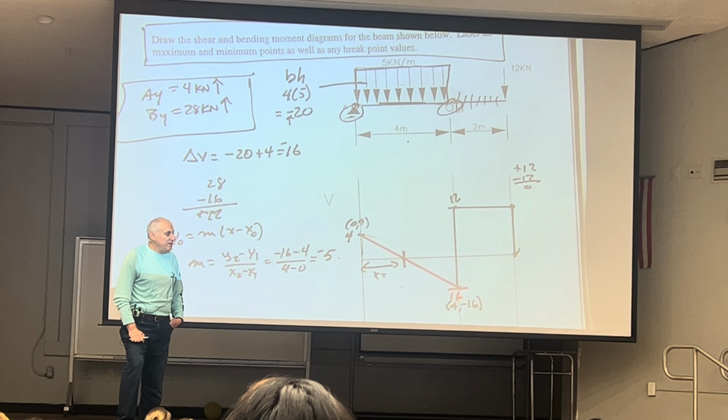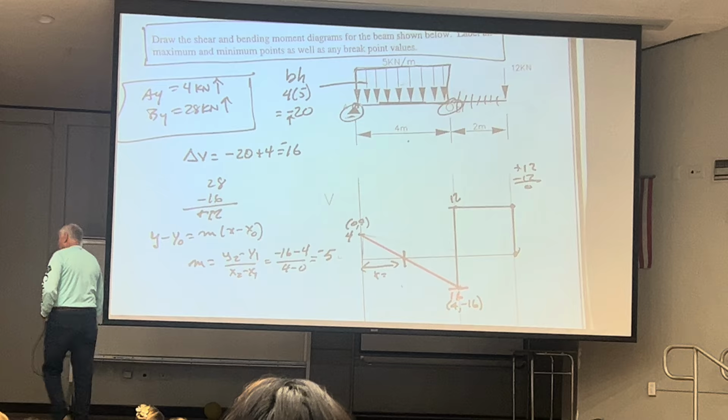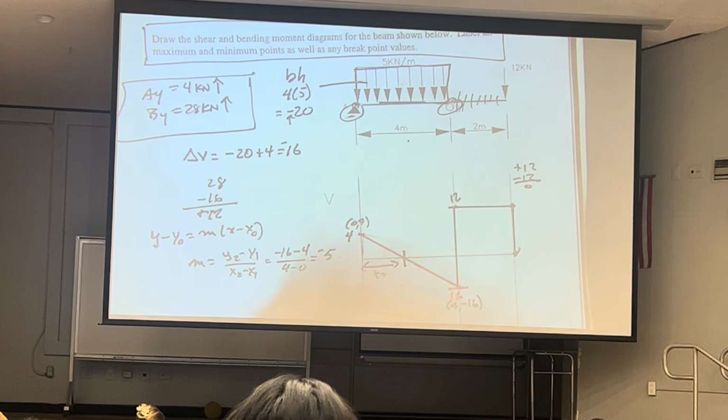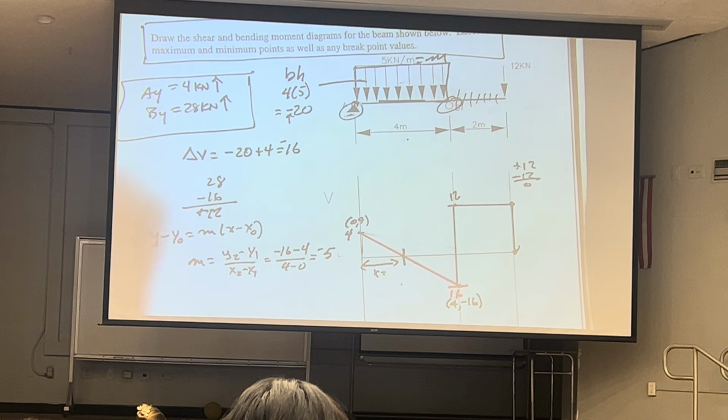What is dV/dx equal to? Which is the slope of my shear. What's it equal to? Minus w of x. Well, in this case, what's minus w of x? It's 5. This is my slope. This is my end. I didn't need to do all this.